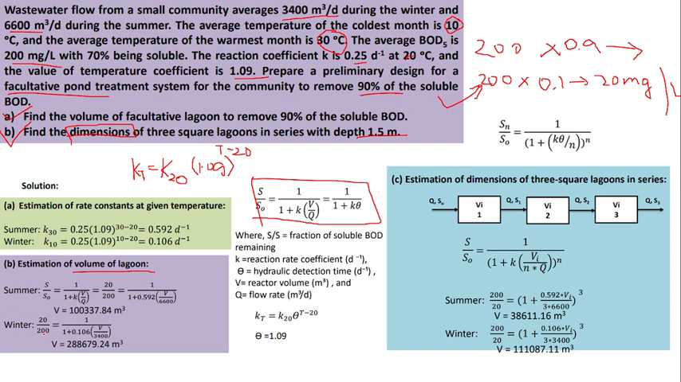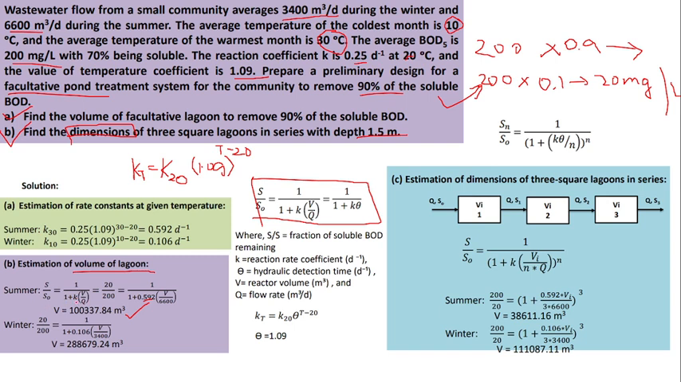So 20 divided by 200 is equal to 1 divided by 1 plus the K obtained for summer, 0.592, into V divided by Q. The flow rate is 6,600 meter cube per day. If you solve this, the volume of the lagoon V is equal to 1,337.84 meter cube for summer.